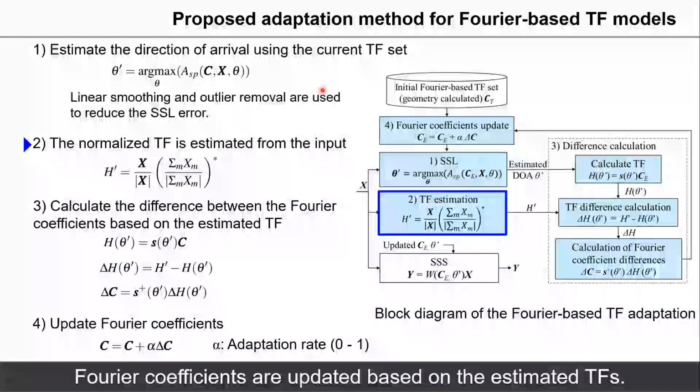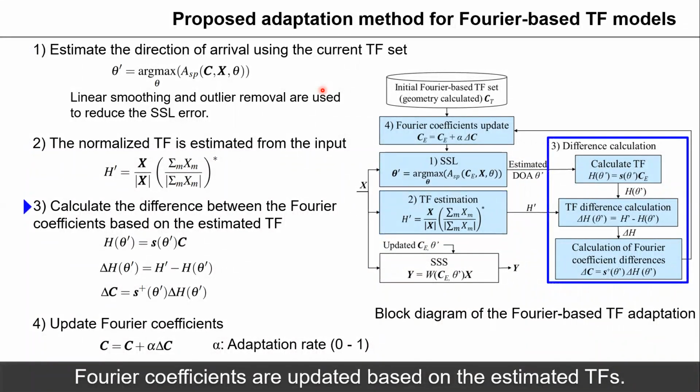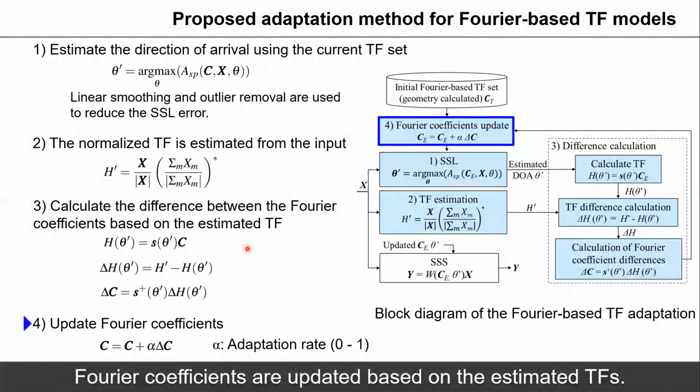The normalized TF is estimated using the detected sound source using this equation. Then the current TF set is updated so that the difference from the estimated TF in the localized direction becomes smaller. However, since the Fourier-based TF model represents the TF set by Fourier coefficients instead of keeping TFs for each direction, the difference for the corresponding Fourier coefficients C is calculated using these equations. Finally, the current Fourier coefficients C are updated with an adaptation rate.